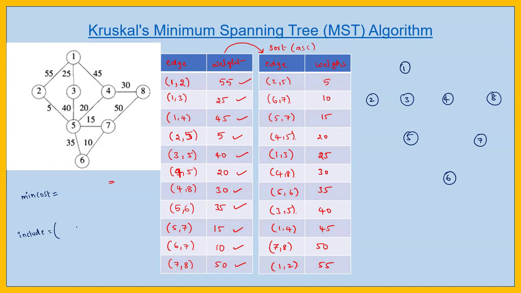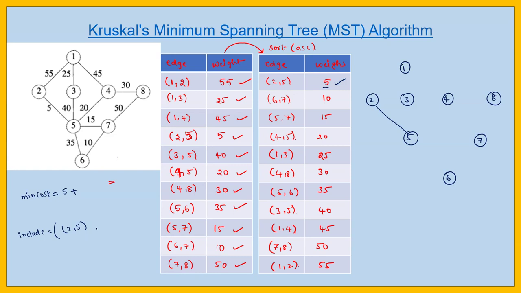What is the first one? I have taken 2 comma 5 because its weight is very small. I pick this one, and I am going to test whether it forms a cycle or not. When I connected 2 to 5, it never creates a cycle. So I have included 2 comma 5. And what is the cost of this 2 comma 5? 5. So I have written 5 at this place.